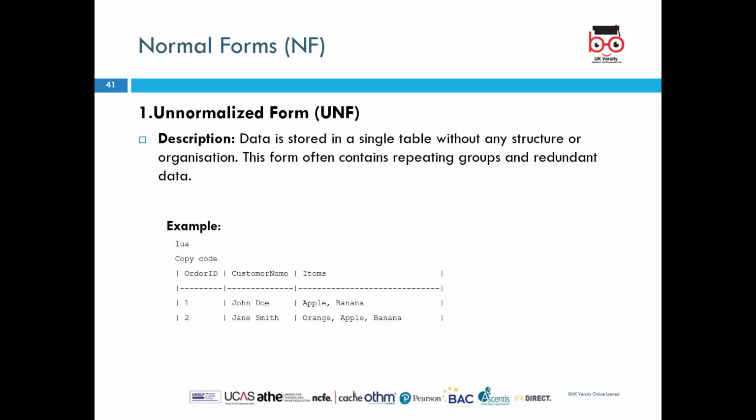Okay, so we now have the normalized forms. We have an example of our unnormalized form, and what we see here is that the data is stored in a single table without any structure or organization. This form often contains repeating groups and redundant data. If we do not apply normalization, this is what we would get.